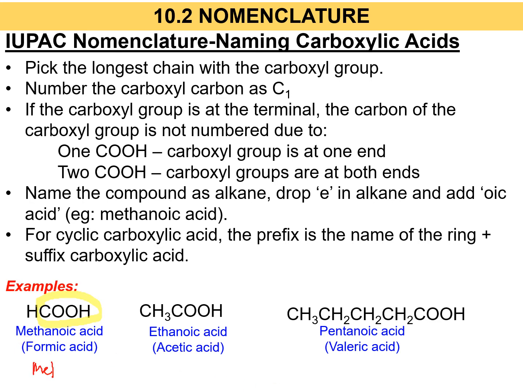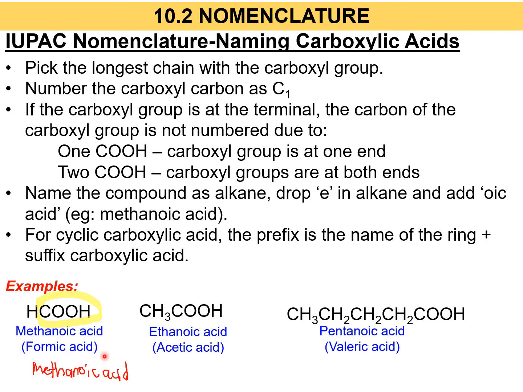Kalau kita nak namakan alkane yang ada satu sahaja carbon, supposedly nama dia adalah methane, isn't it? Tapi since kita ada functional group COOH kat belakang ni, this is a functional group for carboxylic acid. So kita boleh drop the E kat belakang ni and then kita gantikan dengan apa? Kita gantikan dengan perkataan oic acid. Okay. So that's why nama dia adalah methanoic acid. So this is the IUPAC name untuk this organic compound.